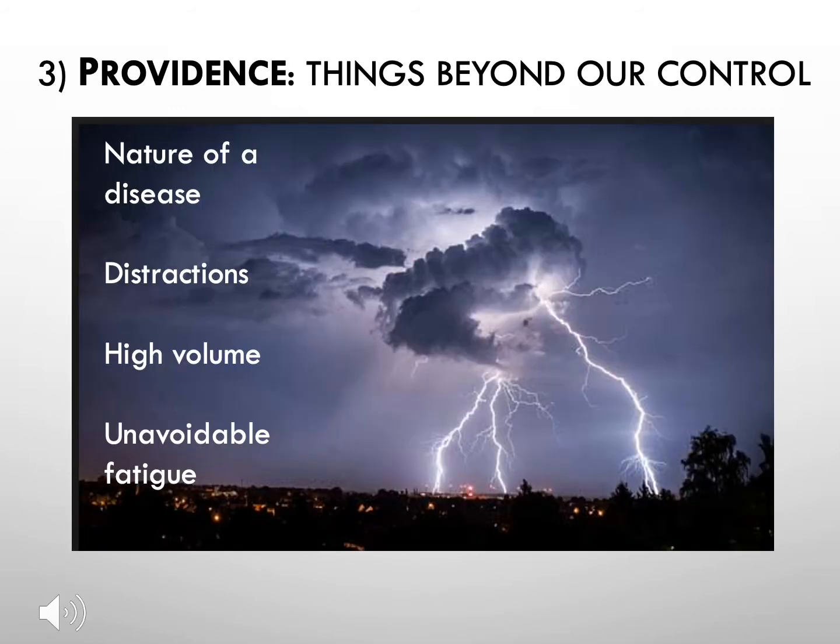And the third factor, providence, are things that are completely beyond our control. And I think one of the biggest ones is the nature of a disease. Thoracic aortic dissections can present in all sorts of different ways. The presentation can be subtle, and yet the potential for a bad outcome is great. So we can't control the nature of a disease or the way it's going to present.